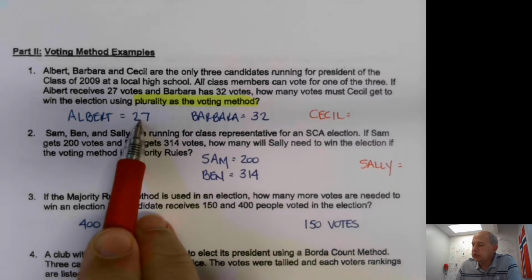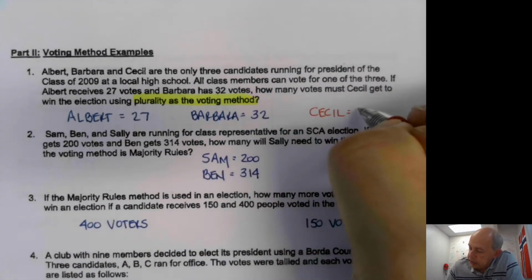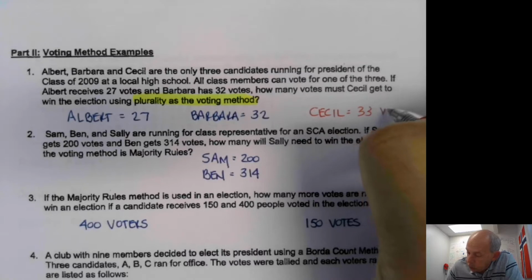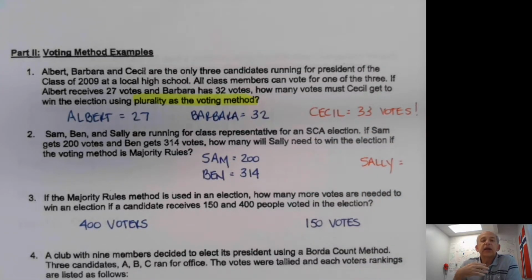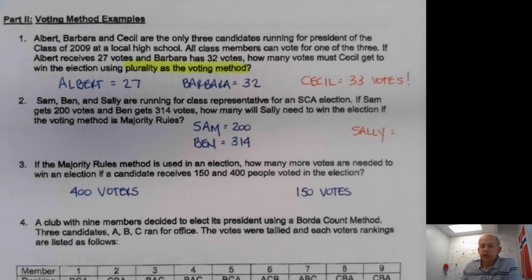So Albert has 27, Barbara has 32. In order to win, Cecil must get 33 votes. If he gets one more vote than the other candidates, then that choice, Cecil, will win. Let's go down to number 3, and I'll come back to number 2 in a second.